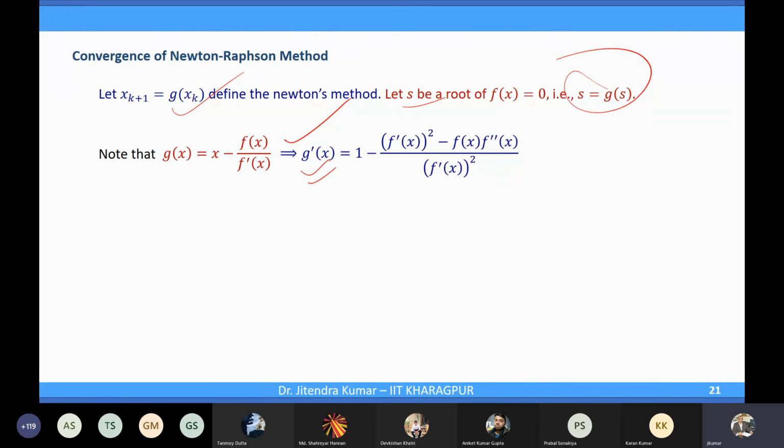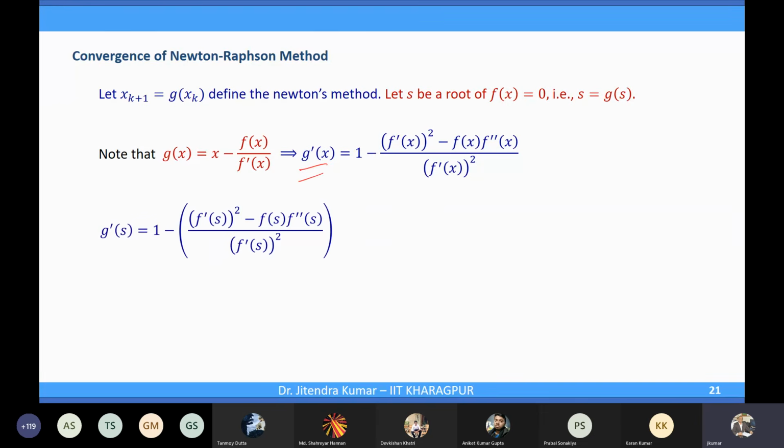What is g prime? Can you compute that g prime? Yes, easily. You have 1 here, and then with the quotient rule you will get the derivative of f(x) over f prime(x). So we have the derivative g prime(x). What will be g prime at s, the derivative of g at the root s? What will be that value? f(s) f double prime(s) divided by f prime(s) squared.